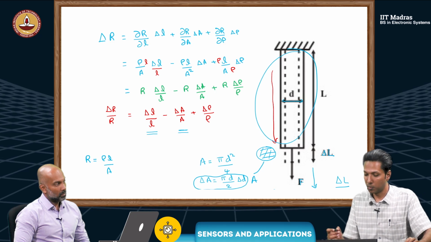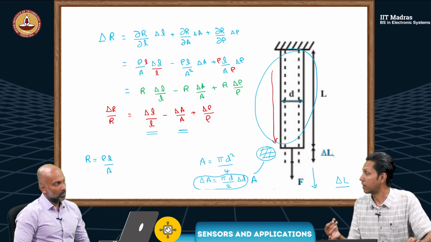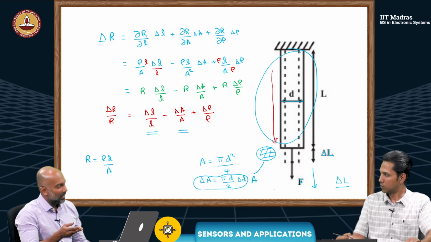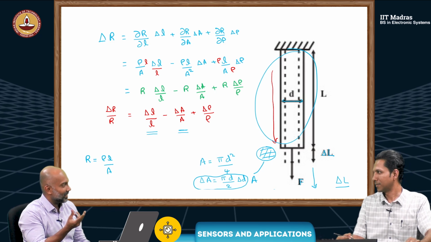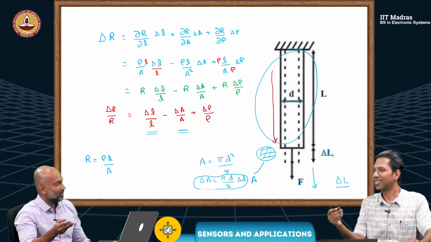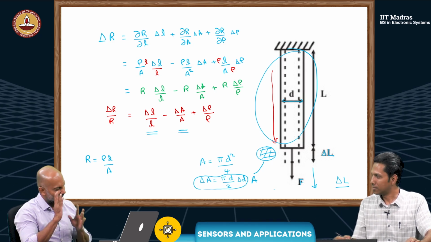I wanted to have a relation in terms of delta R by R and delta L by L, if that is possible. Because if you're talking about the area, it's not very intuitive, is it? Area is also a function of D, so it's not something that we can easily make use of. But if it's D, then we can kind of get an idea.